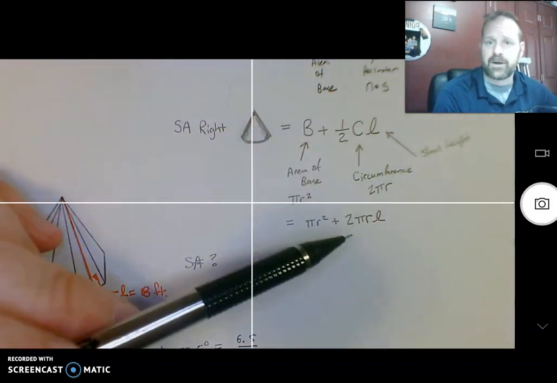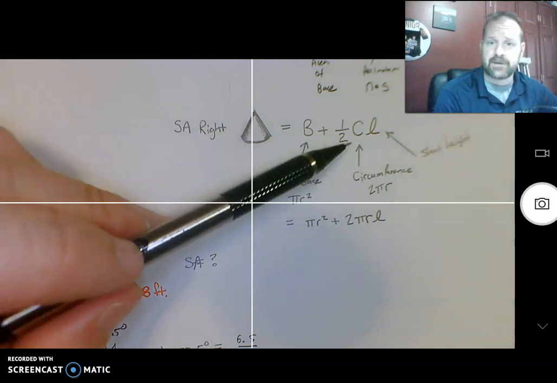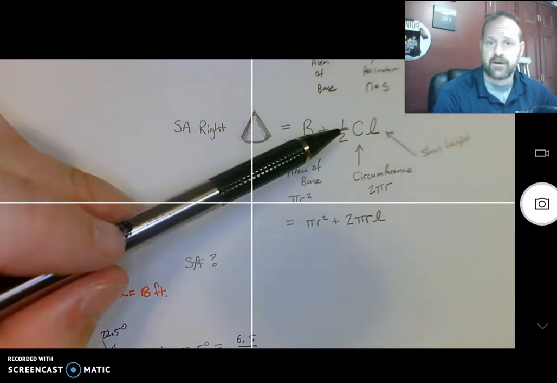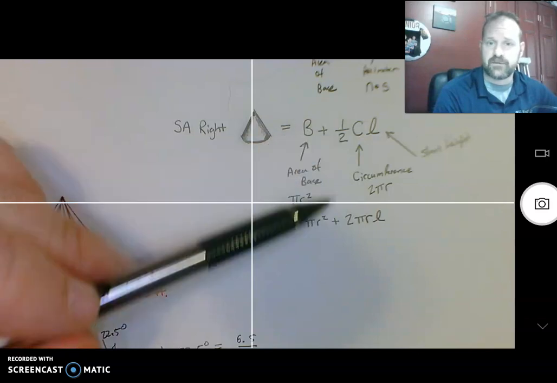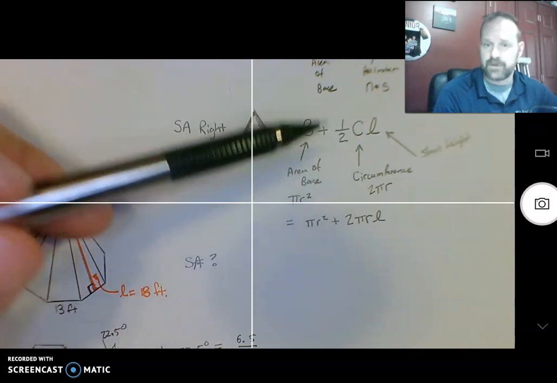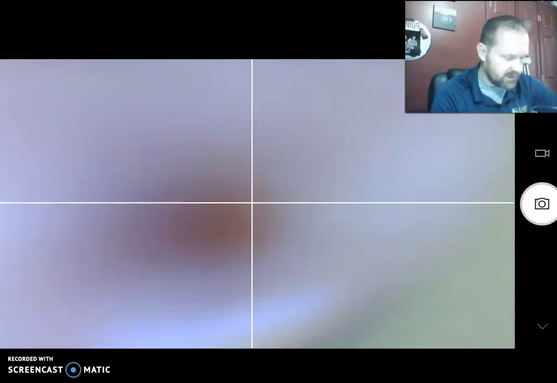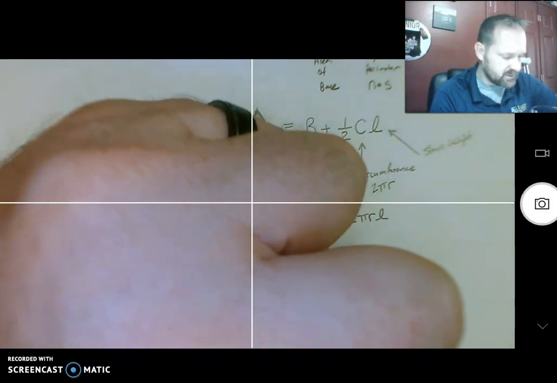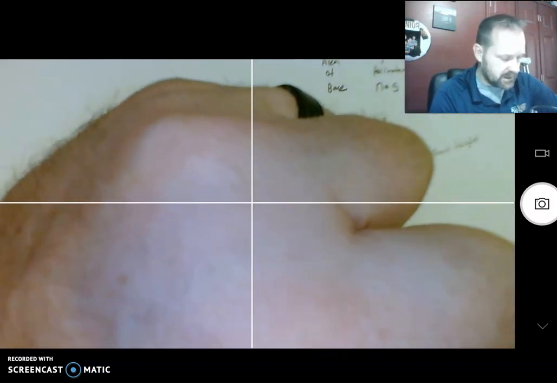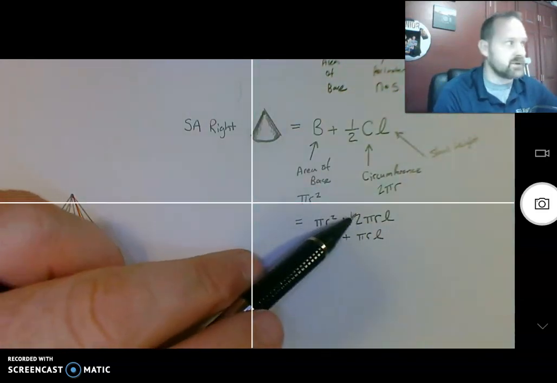I wanted to come back real quick because I made a big oops here. It's 1/2 times circumference. Notice what I have here, 1/2 times 2 pi r L. Oopsie, I forgot to carry my 1/2. In the book you have the correct one, but let me squeeze in the 1/2. So this formula is going to be pi r squared plus pi r L, and that's in the book. The 1/2 and the 2 cancel out.